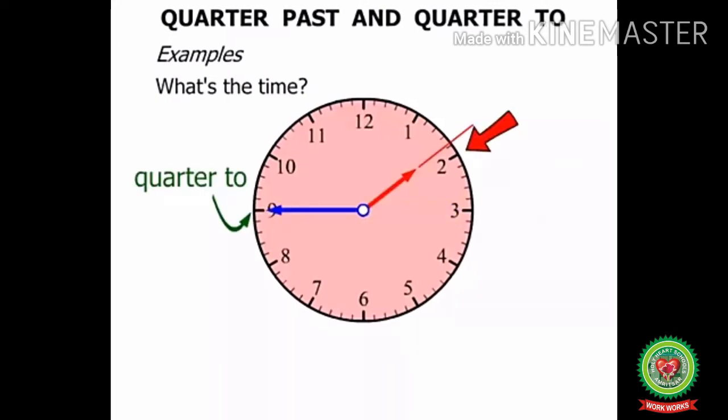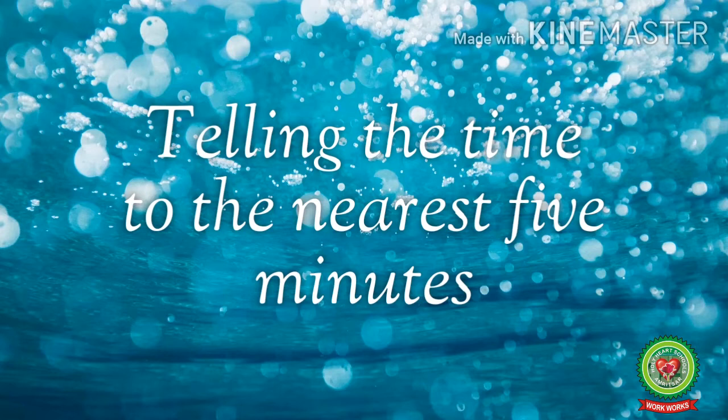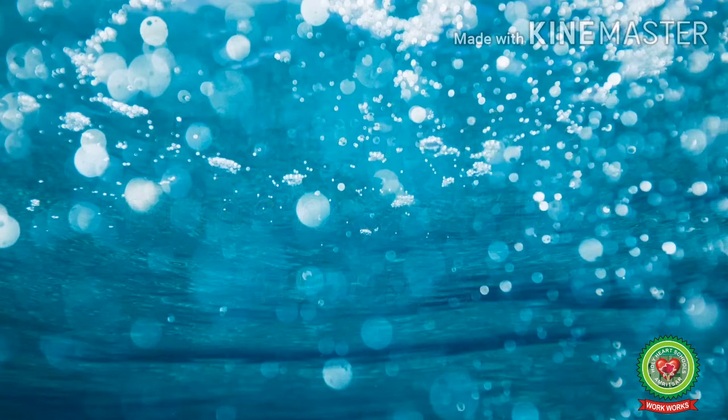Now what is the time over here? The short hand is between 1 and 2, and the long hand is at 9. So the time is quarter to 2. That means 15 minutes left to 2, or we can write it as 1:45. Today we are going to learn how to tell time to the nearest 5 minutes.